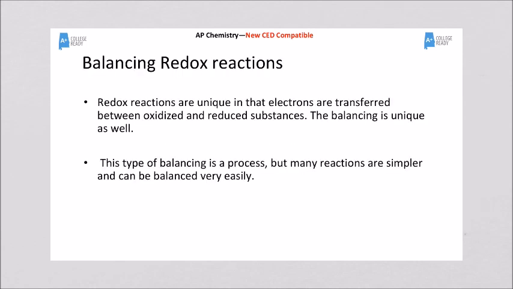Now, redox reactions are unique because we have this transfer of electrons, which is very different from precipitation or acid-base. So this type of balancing is really a process. The first one we're going to do goes through all the steps and takes a little bit of time to balance, but we'll do a second example that is actually really short and very common on AP questions.